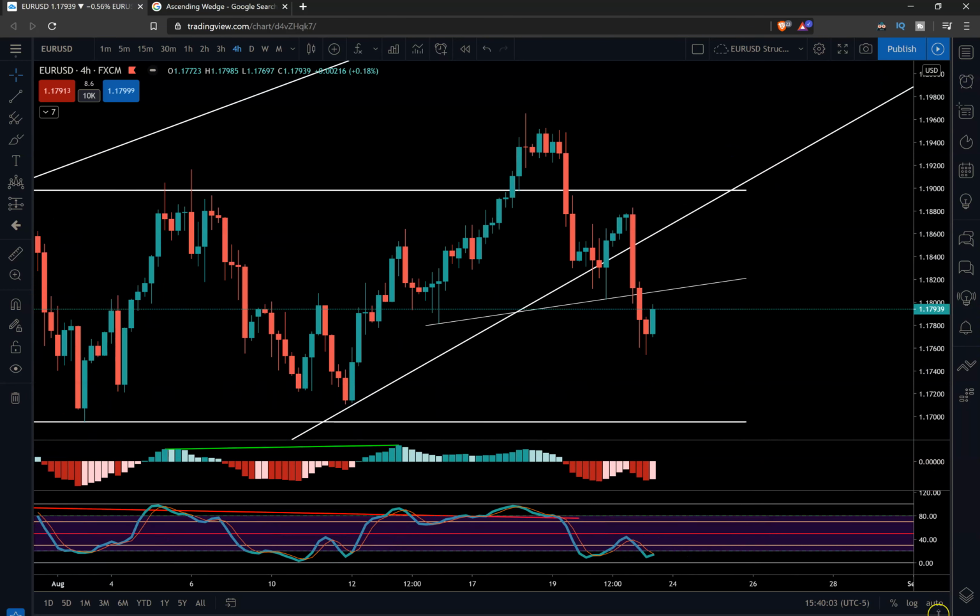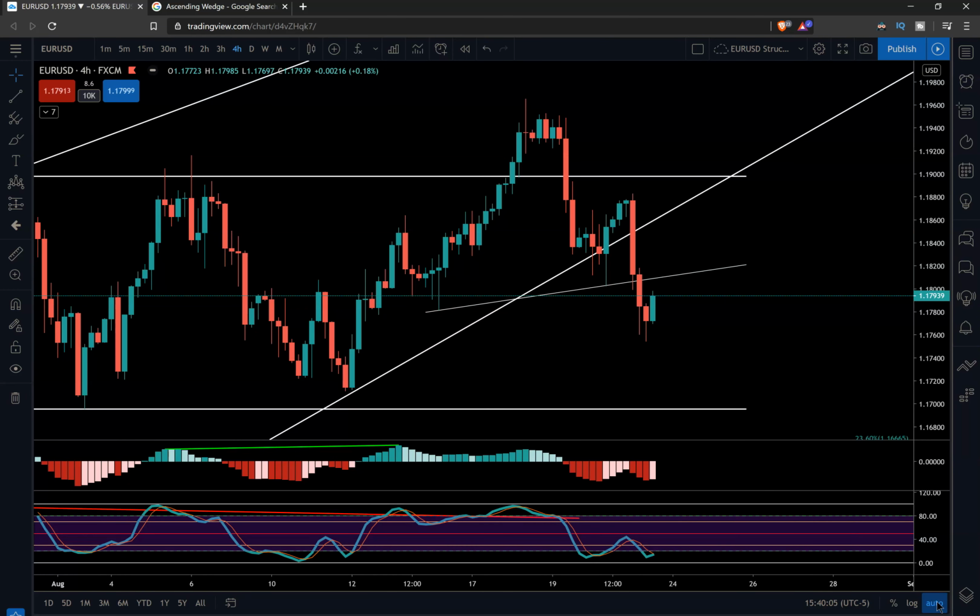But that's my analysis of the euro dollar trading range, ascending wedge, head and shoulders. Let's see how it goes. It could, to be honest, test this and be rejected, but it could test this support as resistance and be rejected. We'll see.